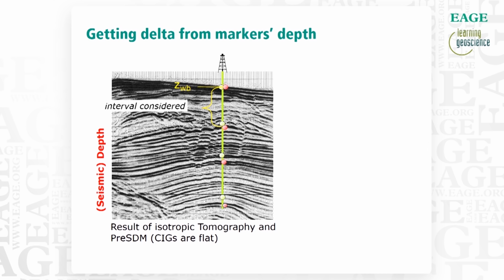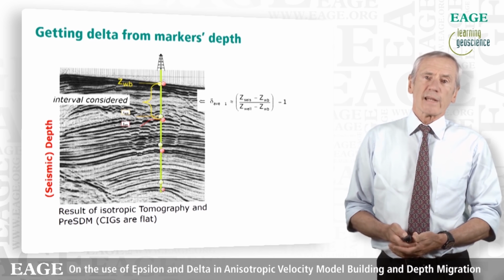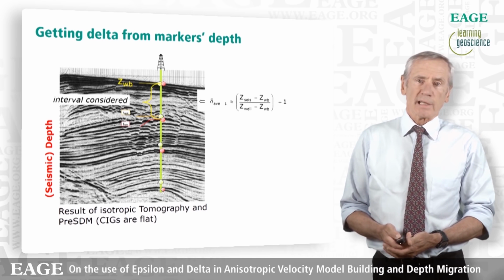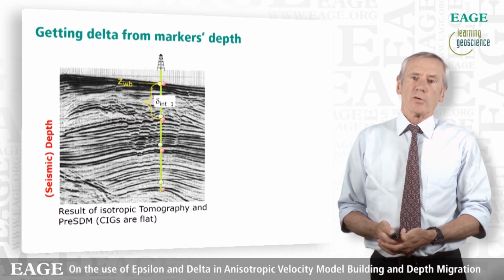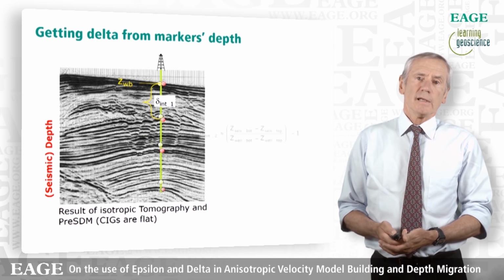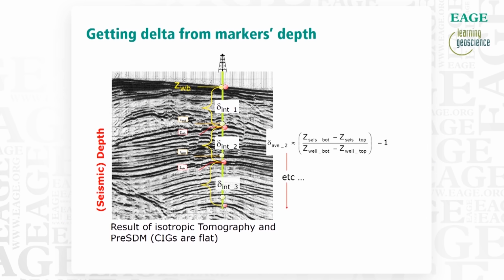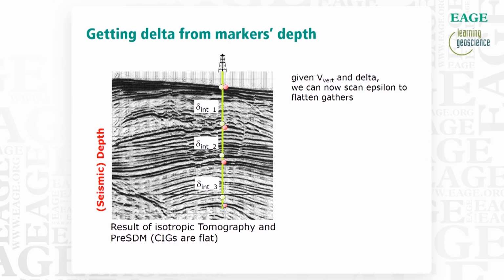So we may use the equations that we just presented before, and say, well, for that specific interval, that will be the average delta. And we can do that for various intervals at various depths. Okay, so we've now got delta using borehole information, and we can use the scanning technology that we discussed earlier to try and find the epsilon values that will flatten the gathers at the correct depths.